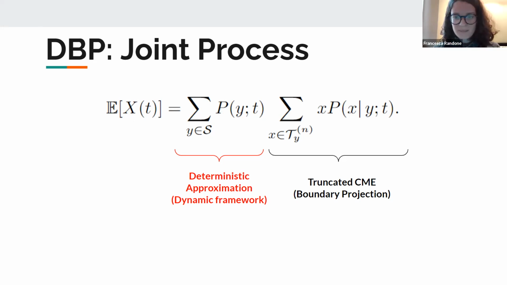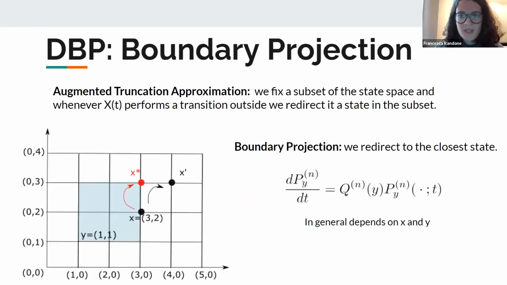So let's start by approximating the inner summation. Here we are dealing with a truncated master equation, and our choice to derive this truncated master equation was to use an augmented truncation approximation. These are just approximations in which you consider a truncation, and whenever a transition goes outside the truncation, you redirect it to a state inside the truncation.